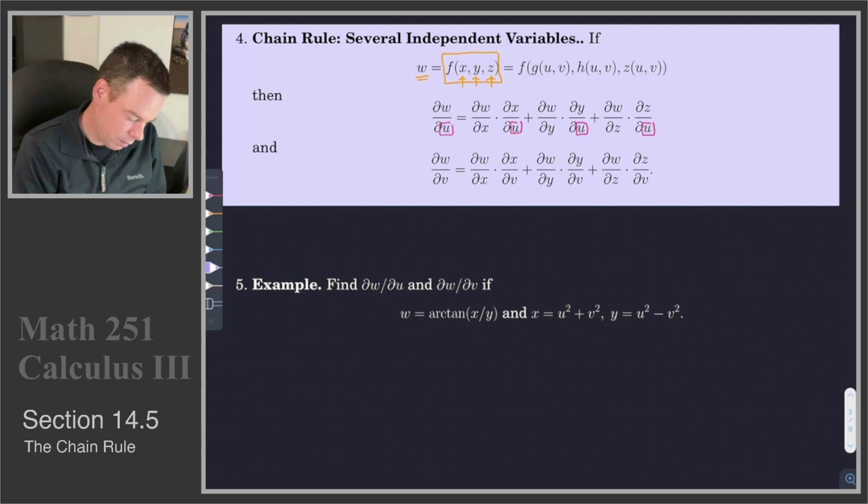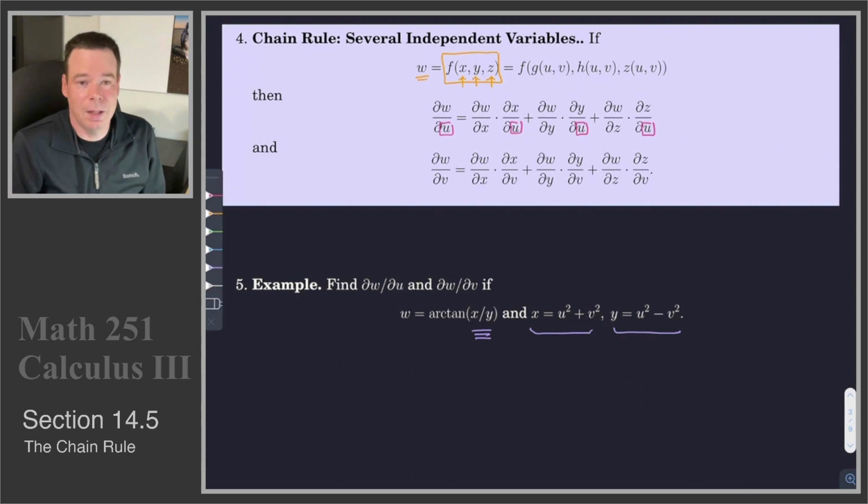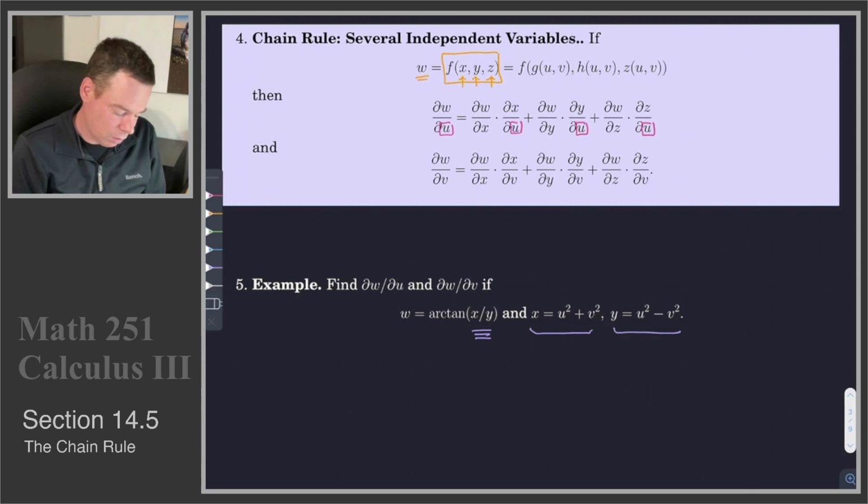So let's go ahead and look at an example. We want to find the partials of w with respect to u and w with respect to v, where w is initially a function of x and y, but each of x and y are functions of u and v. So w is ultimately, in the end, a function of u and v, so we can work out what its u and v partials are.